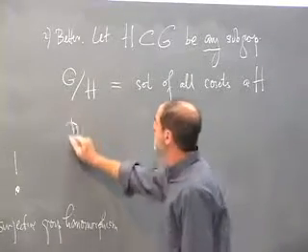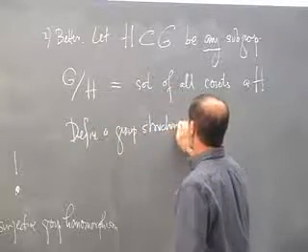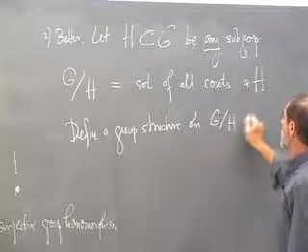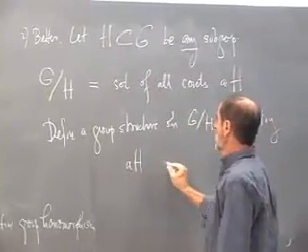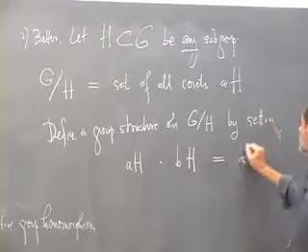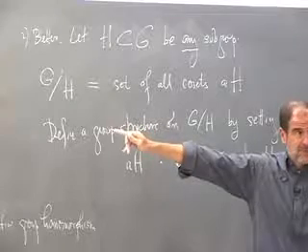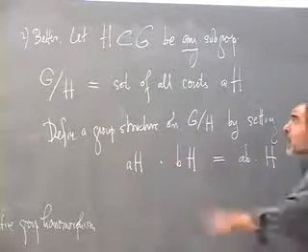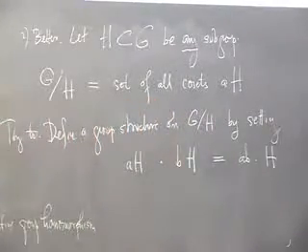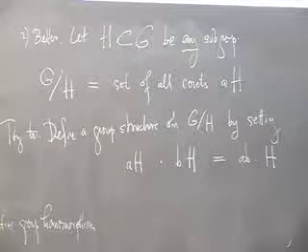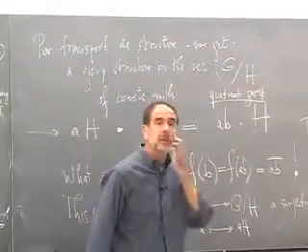Define a group structure on G mod H by setting the product of the coset aH times the coset bH to be the coset of abH. That's what we did here. That's what worked. So I'm now going to try to define a group structure on the set of cosets by that law. If we multiply two cosets here, we got a third coset. Why don't we try it here?